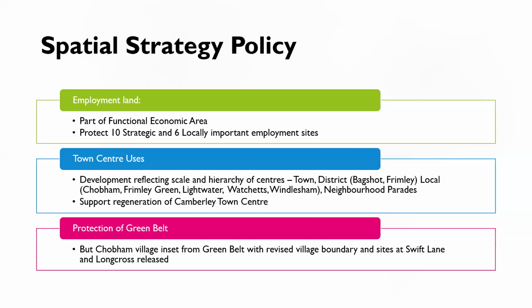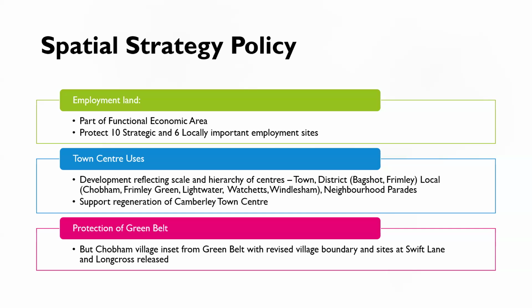The spatial strategy policy sets out a hierarchy of centres comprising Camberley Town Centre, followed by the district centres of Bagshot and Frimley, local centres at Chobham, Frimley Green, Lightwater, Watchetts and Windlesham, and a series of neighbourhood parades. The policy encourages a range of uses consistent with the scale and function of the centres, and also specifically supports the regeneration of Camberley Town Centre.